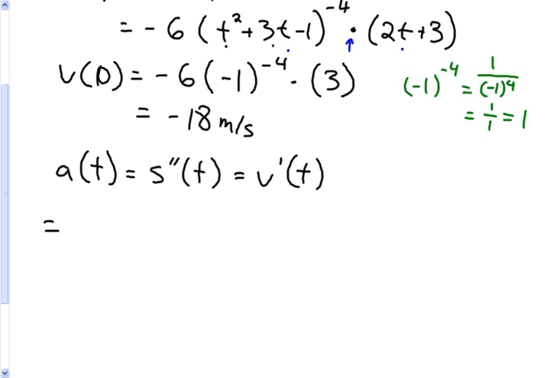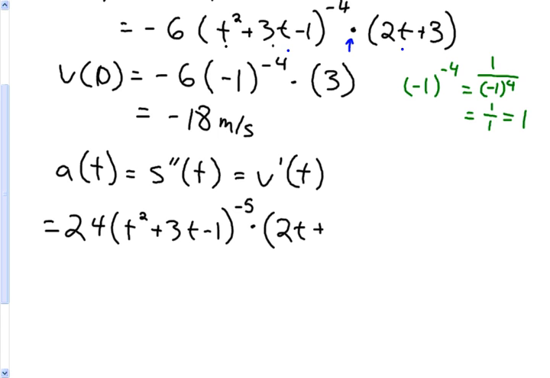So our derivative is going to be, let's see, we'll do the derivative of the first half. So negative 4 times negative 6 is going to give us 24. I'm just using the chain rule here, (t squared plus 3t minus 1) to the negative 5, times the derivative of what is inside those brackets, 2t plus 3. So that right there is the derivative of that first function, u. Then I multiply it by v, so multiply that by 2t plus 3. That's my v there.